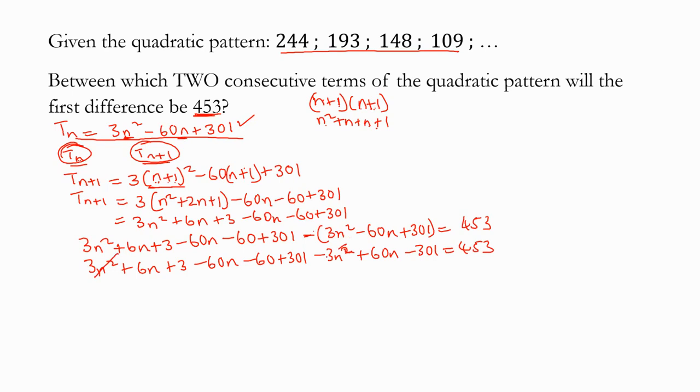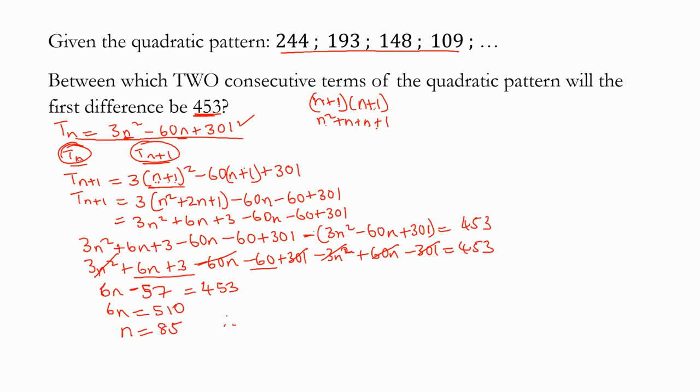3n squared minus 3n squared is 0. Negative 60n plus 60n is 0. Positive 301 minus 301 is 0. So what you remain with, we have this and this, which is 6n minus 57 is equal to 453. Then we add 57 on both sides of the equation. We'll get that 6n is equal to 510. Then divide by 6 on both sides of the equation. n is equal to 85.